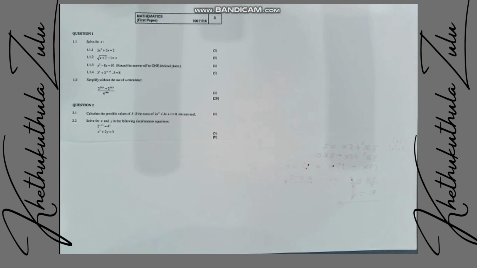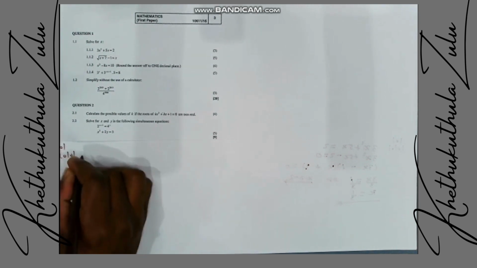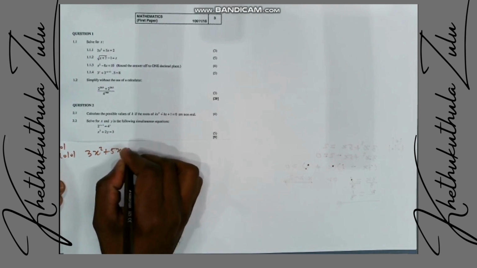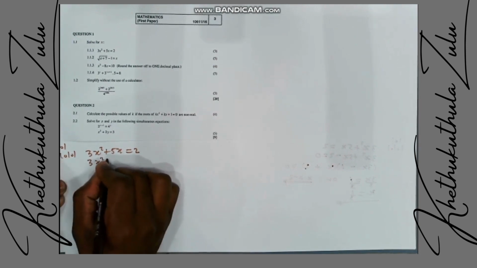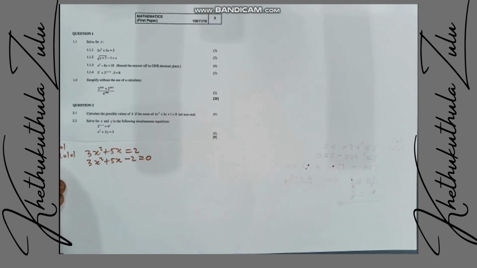We're going to continue with our revision based on question 1 of your June exam. So we'll be revising those types of questions where most of them you just solve for x. Question 1.1.1 says 3x squared plus 5x is equal to 2. Solve for x. Take 2 to the other side, we have 3x squared plus 5x minus 2 is equal to 0.